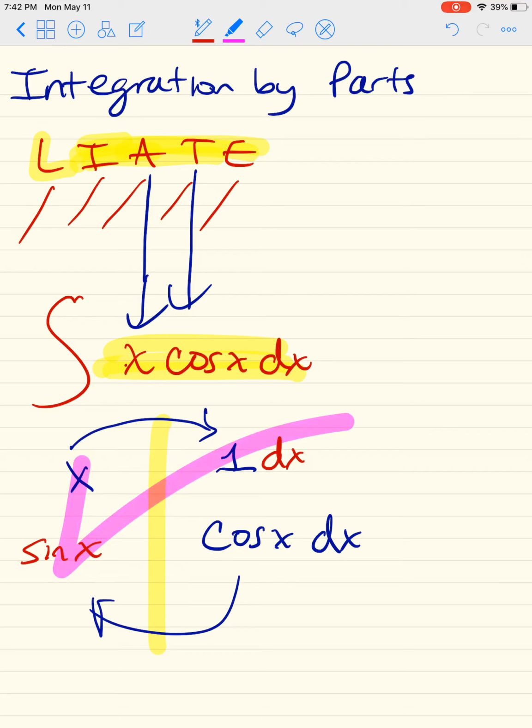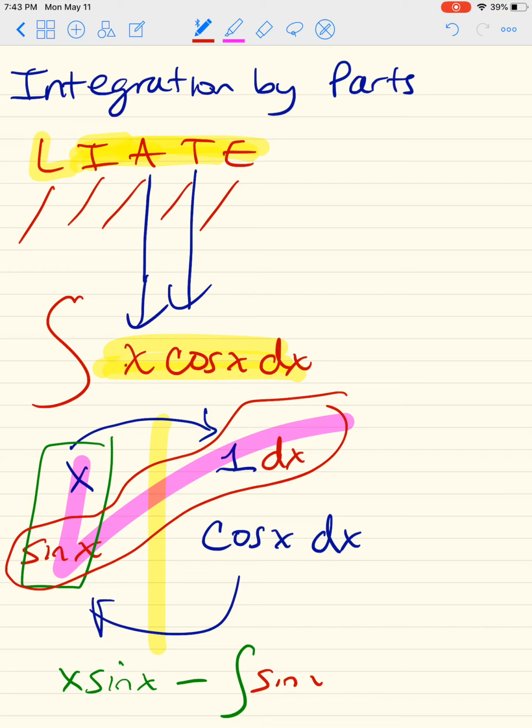And now you might be saying to yourself, well, what about that cosine x dx? The check didn't touch him. It's not supposed to check it. It's not supposed to touch it. So what do we do in this case? This guy here, okay, you're going to take the product of it minus the integral of this guy here.